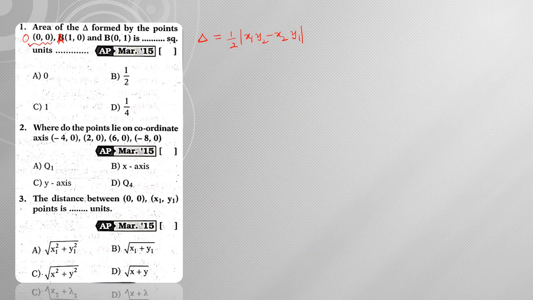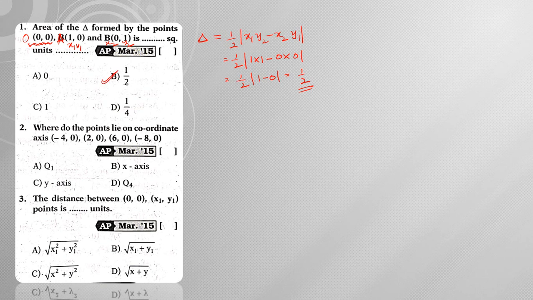So delta is equal to half into x1 y2 minus x2 y1, where we are not considering this particular point, the origin. This is my x1 y1 and this is x2 y2. Now substitute the values. Half into modulus of x1, that is 1, into y2, which is also 1, minus x2 is 0 and y1 is 0, so 0 into 0. So half into 1 into 1 is 1 minus 0, and on simplification I get half, so it is half square units.